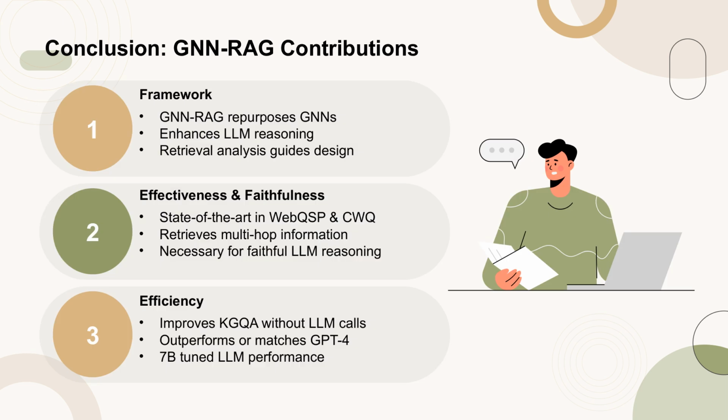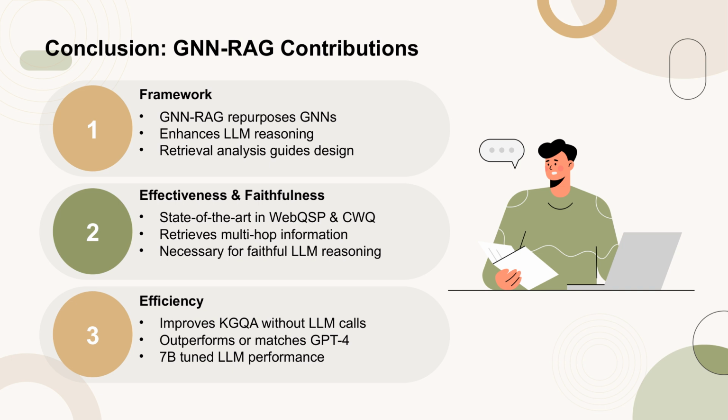In this study, the authors introduced GNN-RAG, a novel method that combines the reasoning abilities of large language models, LLMs, and graph neural networks, GNNs, for knowledge graph question answering, KGQA. The framework of GNN-RAG repurposes GNNs for KGQA retrieval to enhance the reasoning capabilities of LLMs. Additionally, the retrieval analysis conducted by the authors guides the design of a retrieval augmentation technique to boost the performance of GNN-RAG. The method demonstrates state-of-the-art performance in two widely used KGQA benchmarks, WebQSP and CWQ.